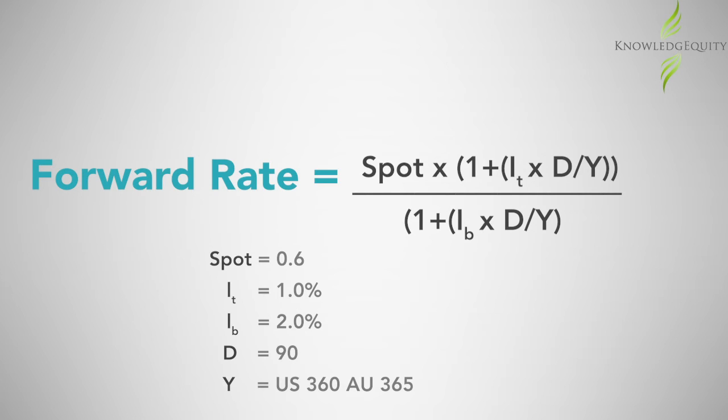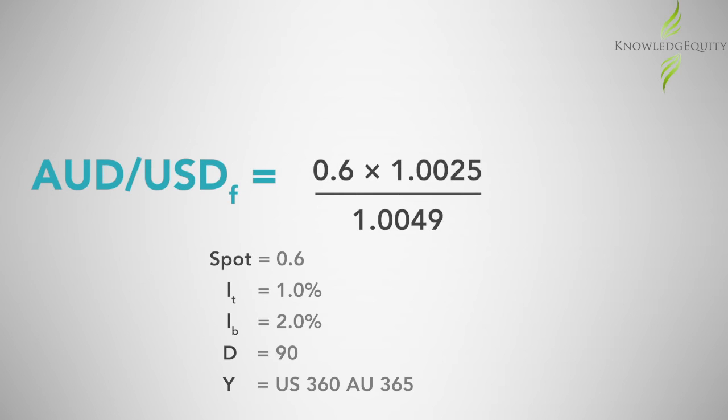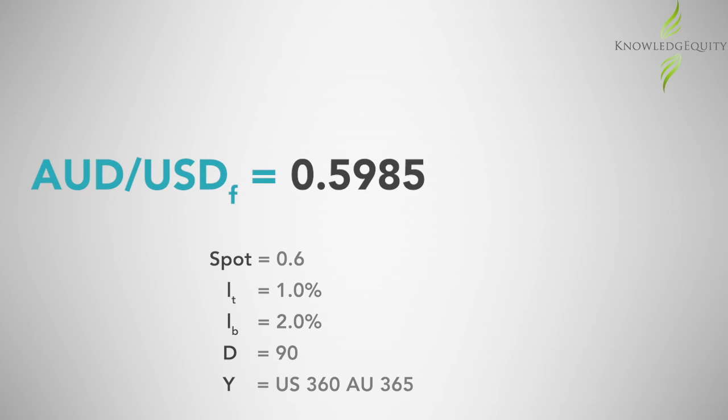0.6 is a spot rate, the interest rate of the terms currency is 0.01, the numerator of 365 represents the days in the period, which in this case is a year. The denominator is the day count convention in the US, which is 360. The interest rate of the base currency is 0.02. The day count convention in Australia is 365. This results in a forward rate of 0.5985.